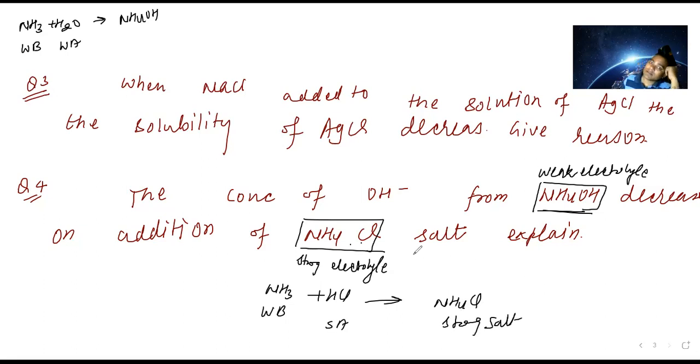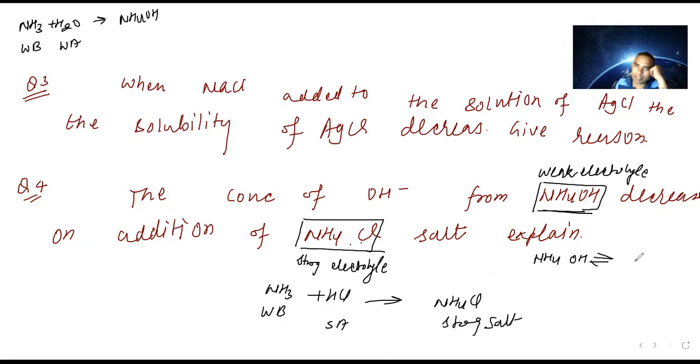Now see, they are saying that the OH minus ion concentration decreases. What is the reason? I think the reason for this would probably be that NH4 plus is the common ion. So this is basically going to be the same, that it is going to cause the reaction to move in favor of the left, and then it's going to cause OH minus to decrease.